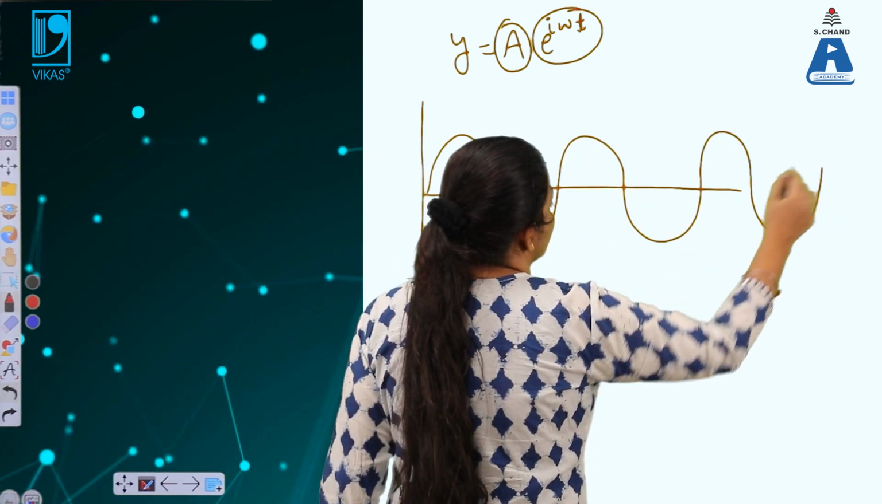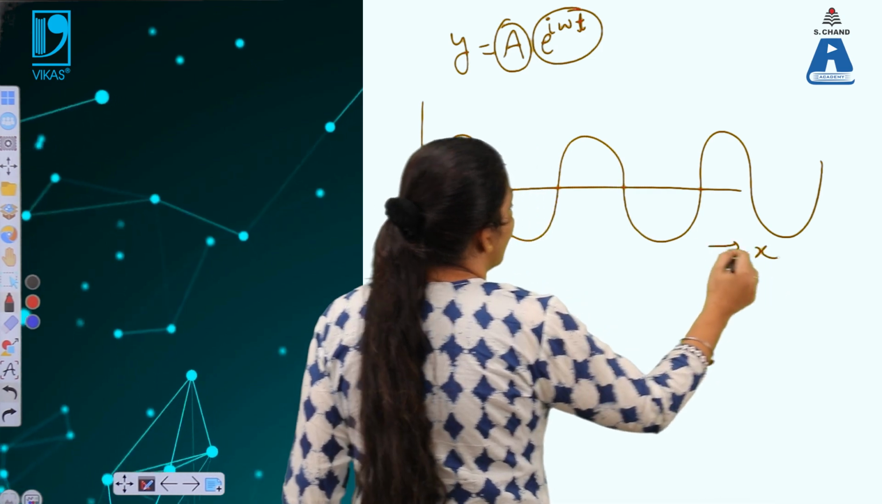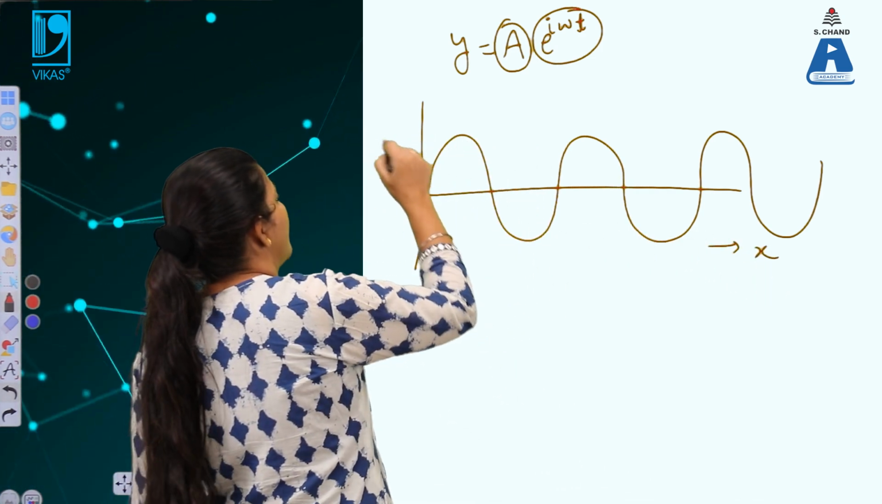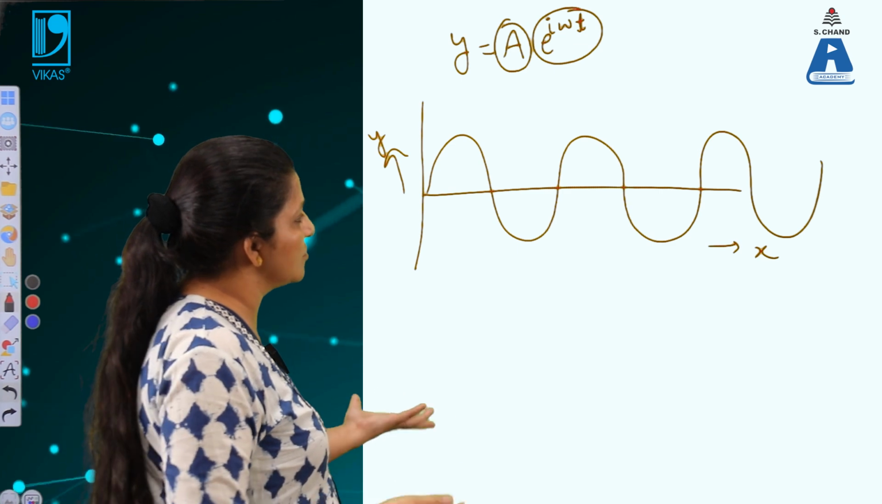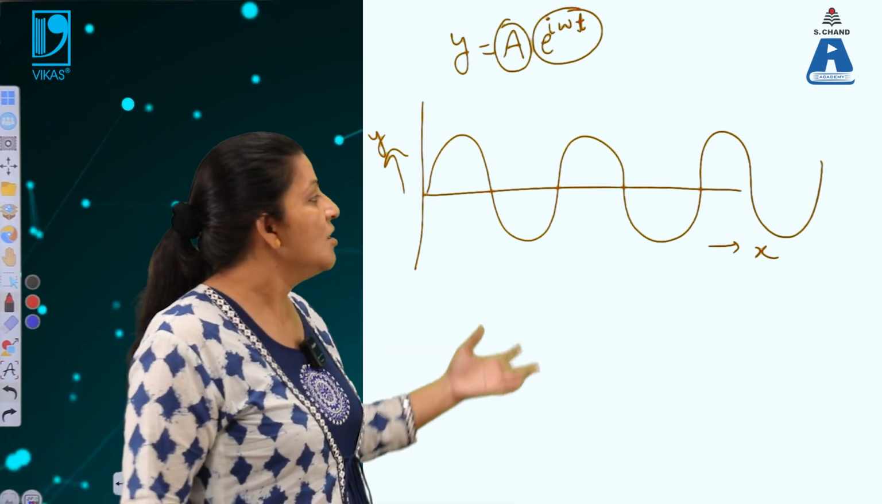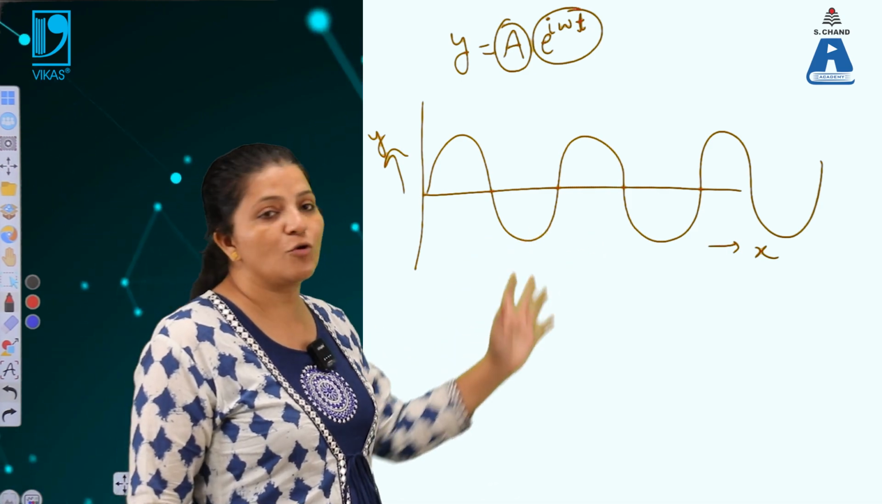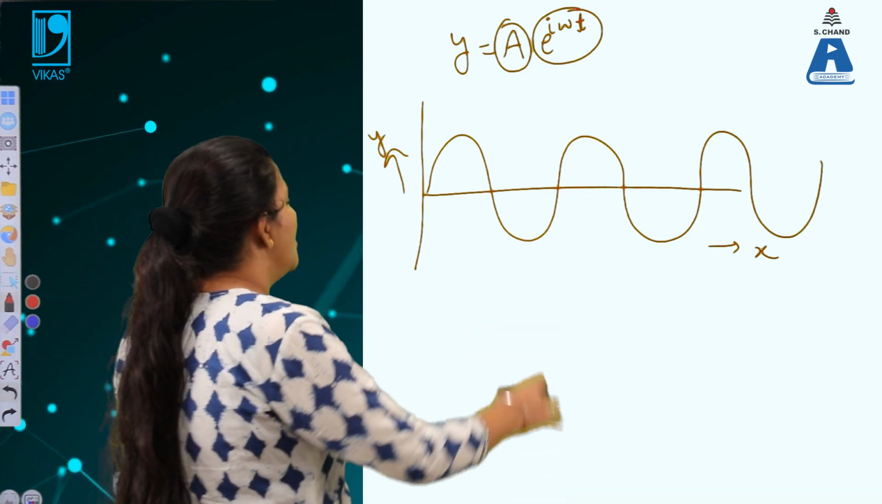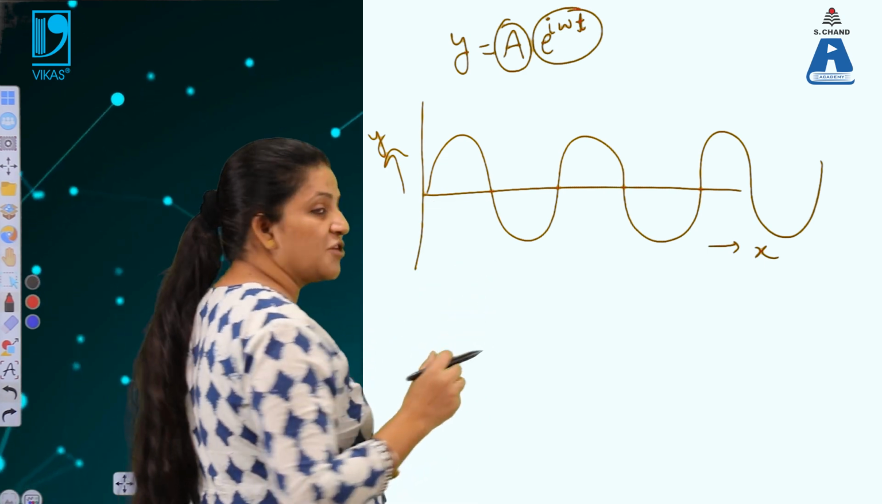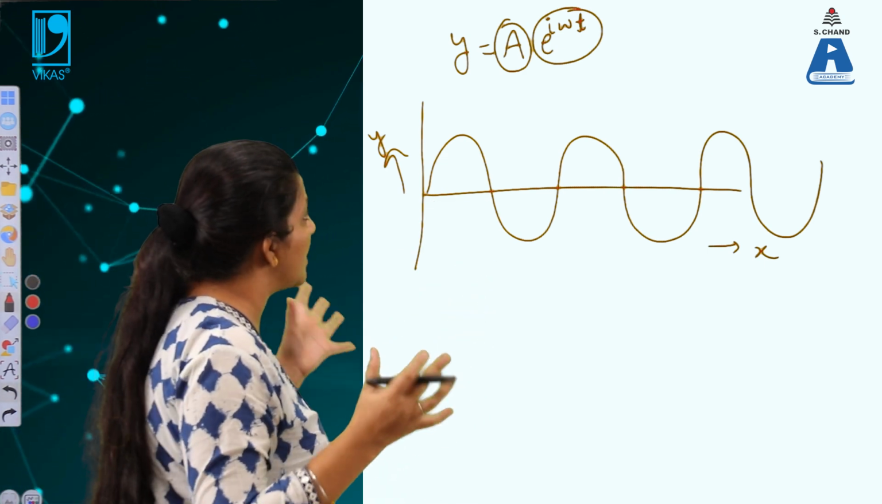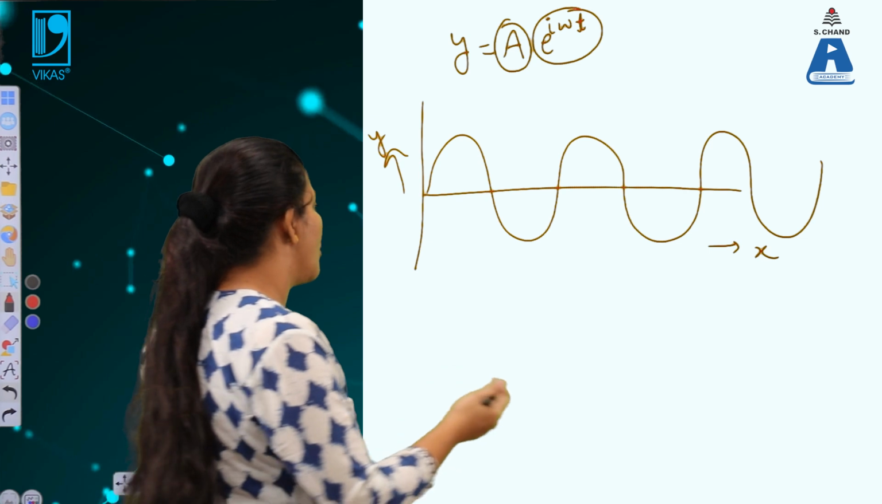This is a wave propagating along the x-axis, and with time t its amplitude goes on changing. In simple harmonic motion the amplitude remains constant, while for a damped harmonic oscillator it goes on decreasing. Now, if there are a large number of waves, we know that there are a large number of particles.